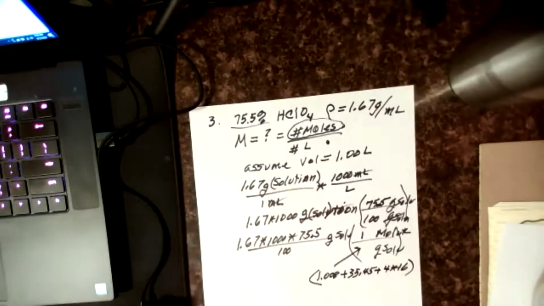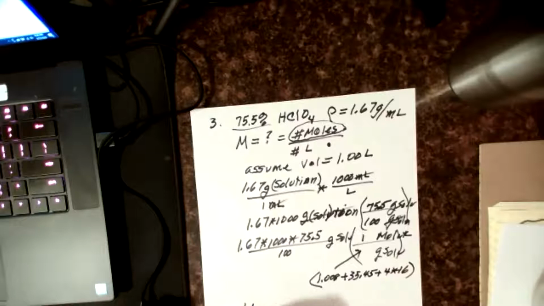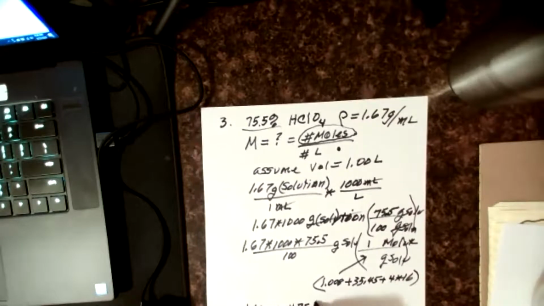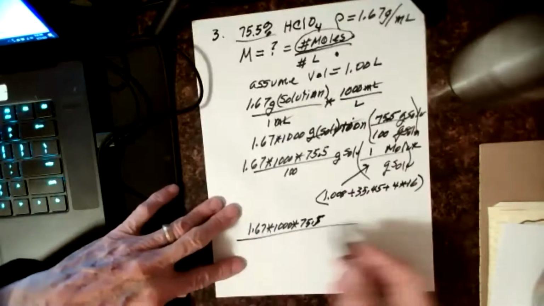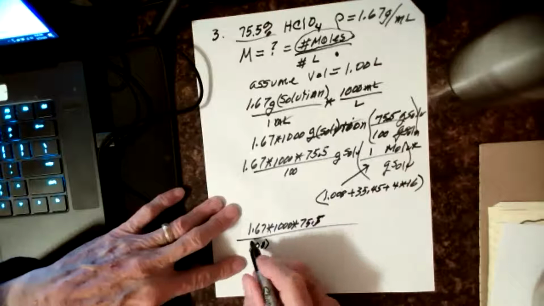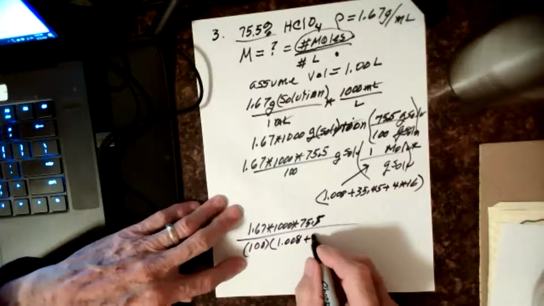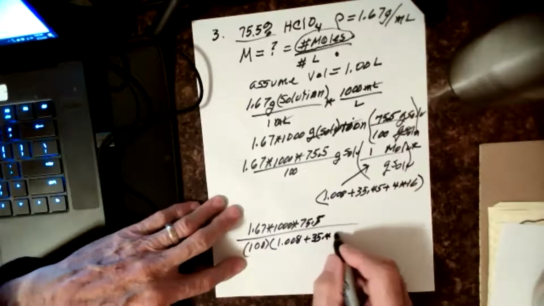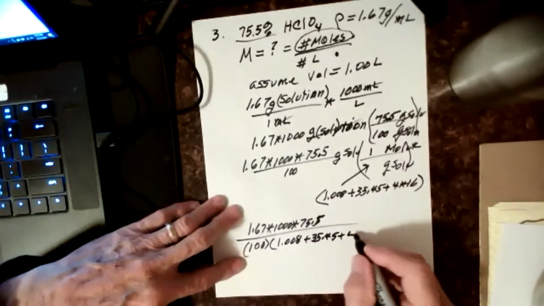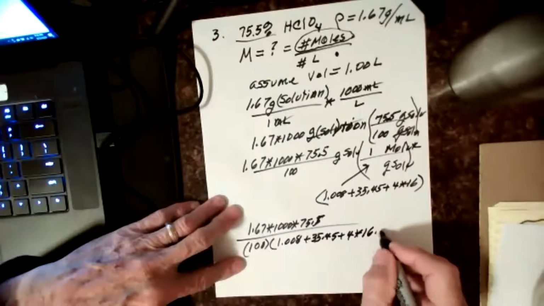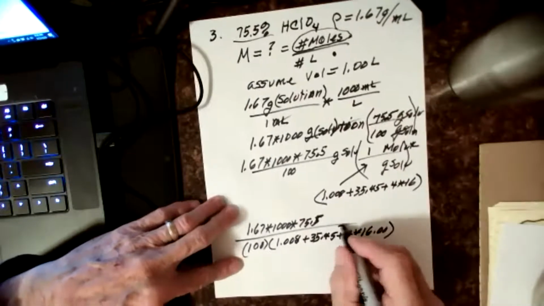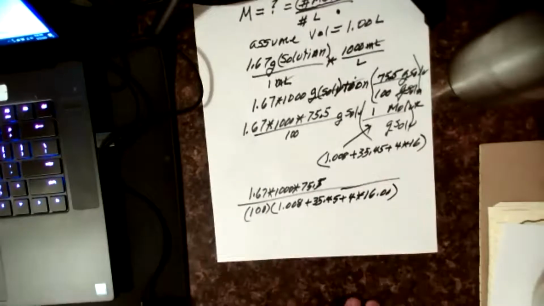So here's what I'm going to put in my calculator. 1.67 times 1,000 times 75.5 divided by 100 times 1.008 plus 35.45 plus 4 times 16. There is what I have to put in my calculator to get the answer.